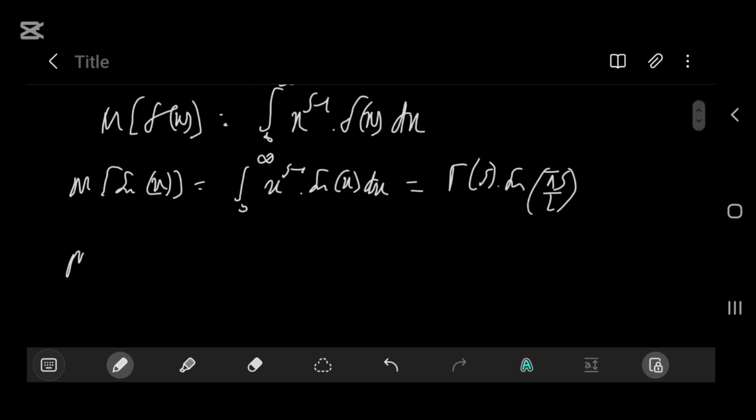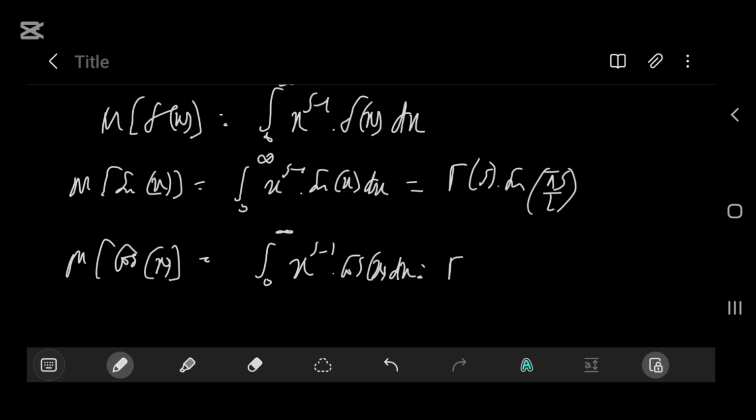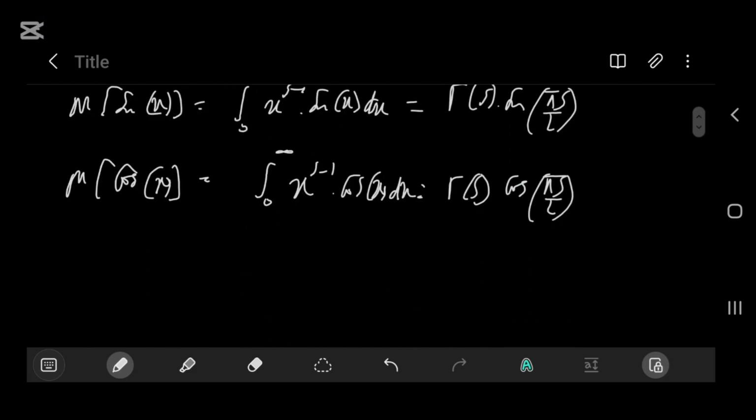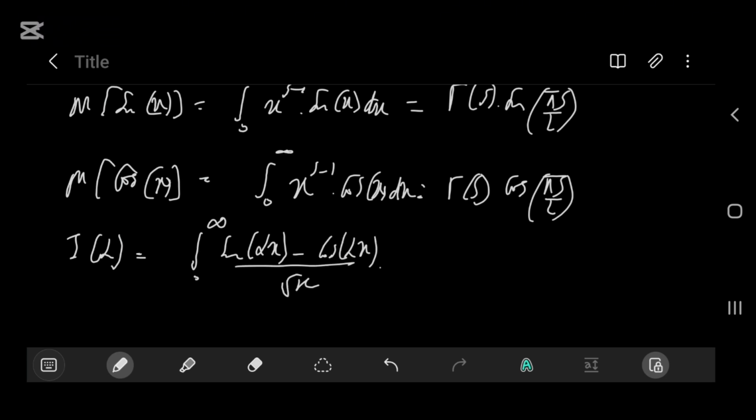The same thing we follow for cosine of x. The Mellin transform of cosine of x, the integral from 0 to infinity of x to the power s minus 1 times cosine x dx, has the answer gamma of s times cosine pi s over 2. So let's generalize the integral as follows. This is the required integral. We'll take that integral as I of alpha equals the integral from 0 to infinity of (sine alpha x minus cosine alpha x) over root x times ln x dx.